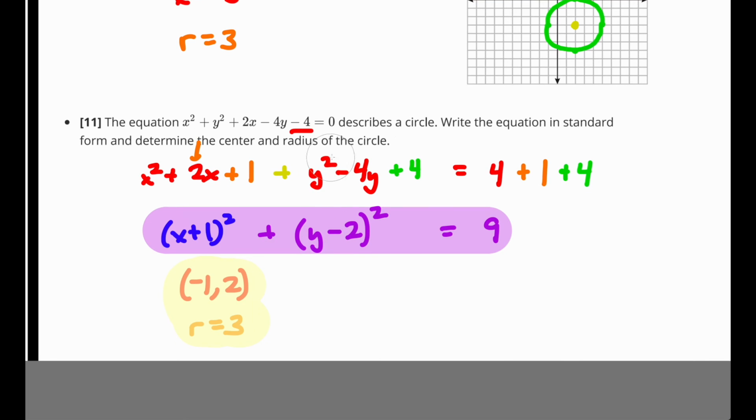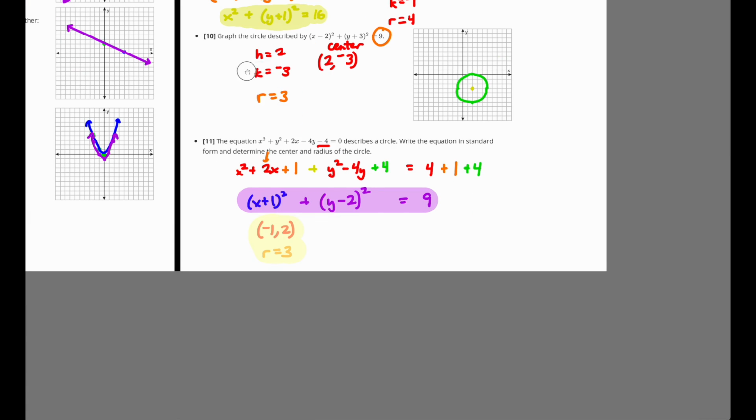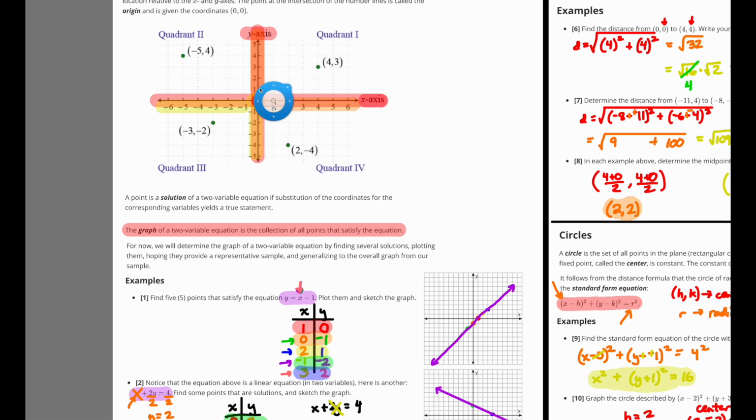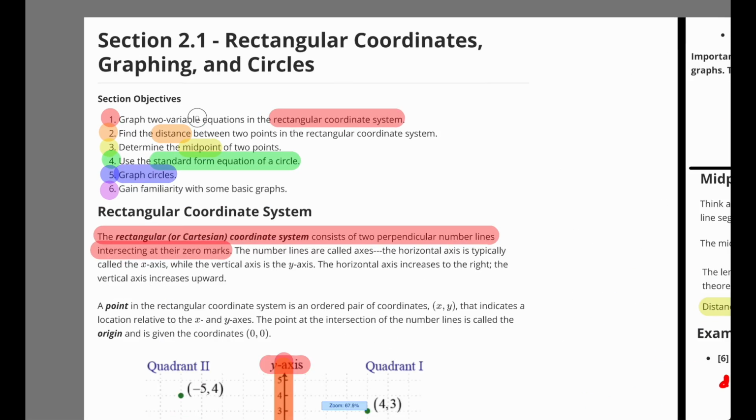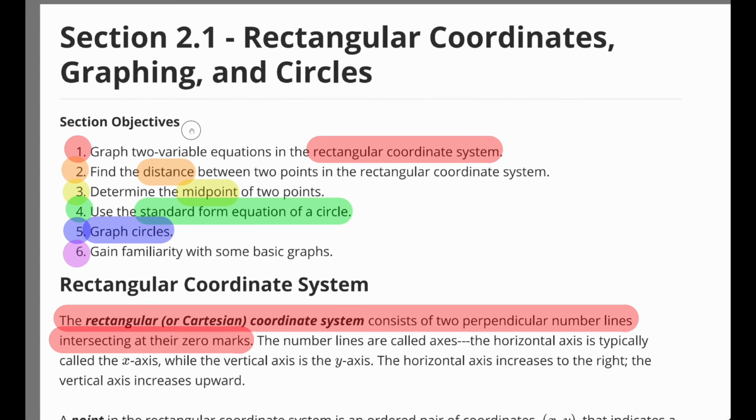So that's a pretty involved video of all the stuff that we are going over in this section. Make sure you understand how to plot points, how to find points for a certain function. Make sure you understand the distance formula, the midpoint formula as well, and completing the square, super important for the standard form of the equation of a circle. And then make sure you know how to graph all those. If you have any questions about anything in this video, let me know.